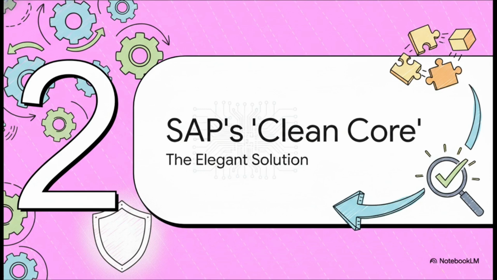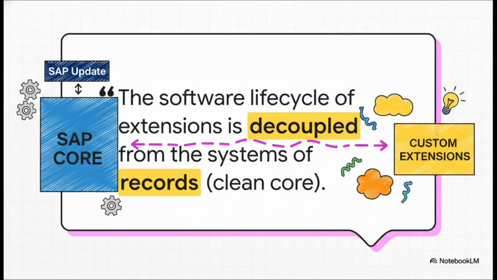But what if you could have both? What if you could get all the custom features you need and have seamless automatic updates? Well, that is exactly what SAP's Clean Core strategy is all about. It's a really elegant solution to what can be a very, very messy problem. The heart of this whole strategy boils down to one incredibly powerful word: decoupled. It means the life of your custom extensions is totally separate from the core system. So when SAP pushes out an update, your core gets upgraded cleanly and safely, and it doesn't mess with your custom work at all. It's a brilliant way to have your cake and eat it too.